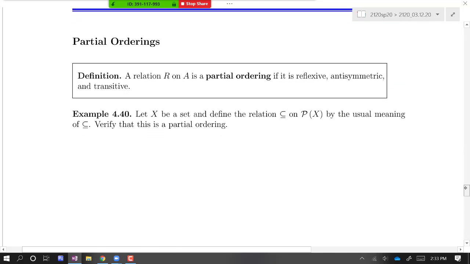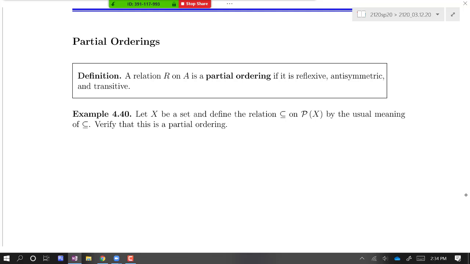Now we're going to look at partial orderings. And a partial ordering is a relation that is reflexive, anti-symmetric, and transitive. So just replace symmetry with anti-symmetry, and you go from an equivalence relation to a partial ordering.